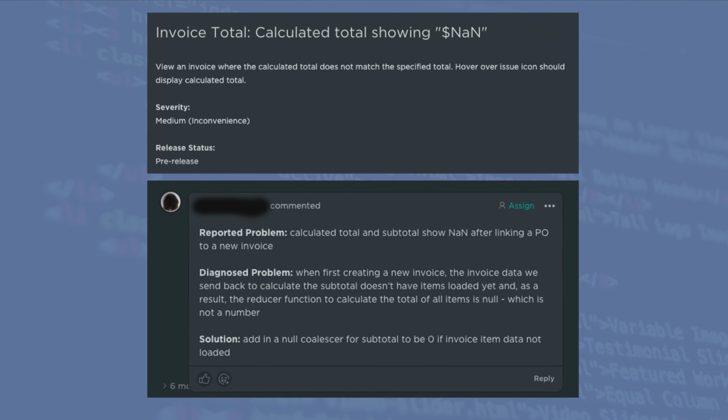For your viewing pleasure, this is an example of what I'm talking about. This was a real bug. They wrote down the reported problem, their diagnosed problem, and how they fixed it, their solution.